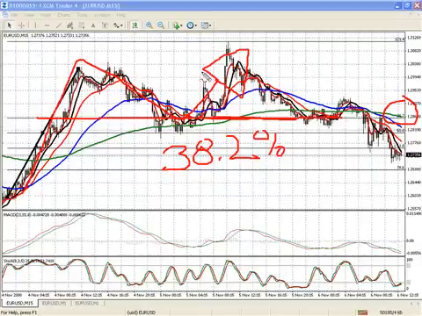Now, what if it falls a lot? What if it falls way down and way down?